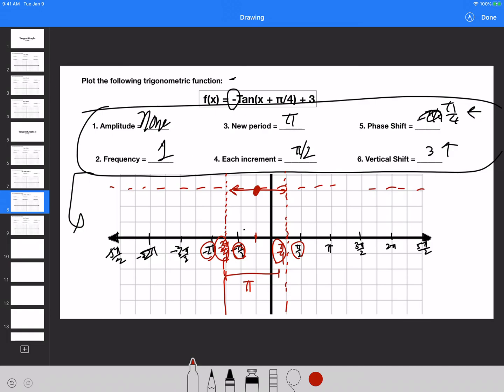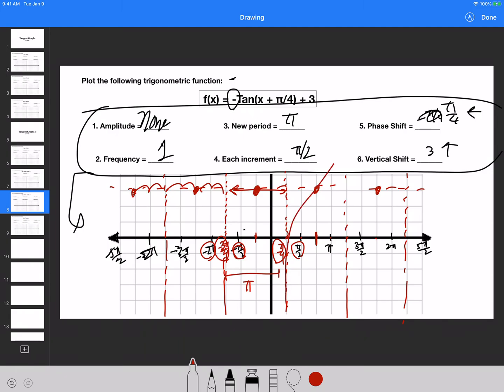So from here, I'm going to move 1, 2, 3, 4 increments. And right in the middle, that's your mid. And then I'm going to draw another vertical asymptote. So every 2 increments would be a mid, and every other 2 would be your vertical asymptote. Okay, so now I have my midpoints and I have the vertical asymptotes.